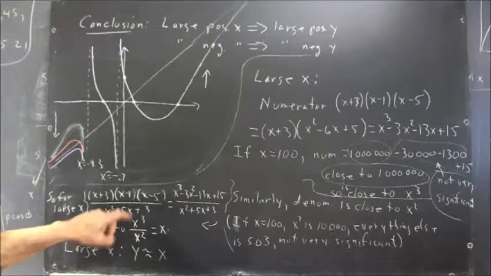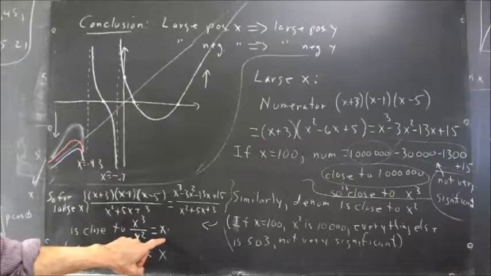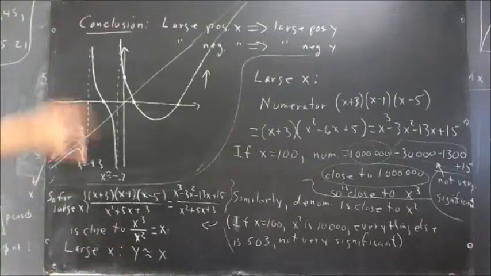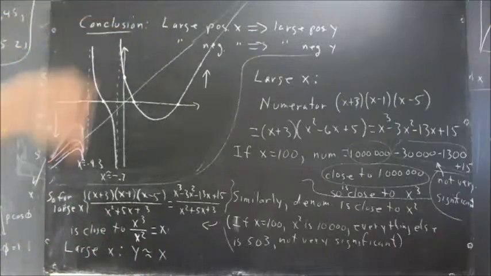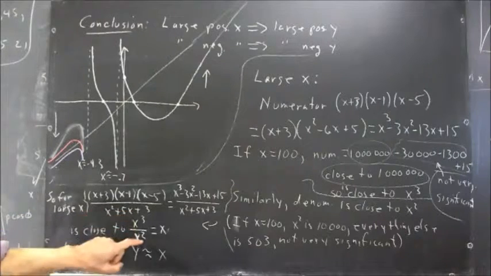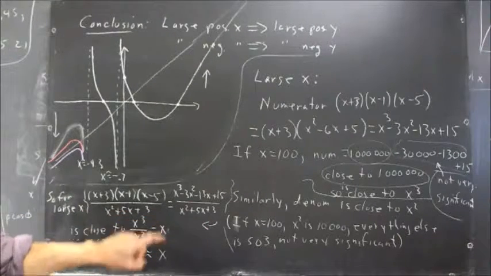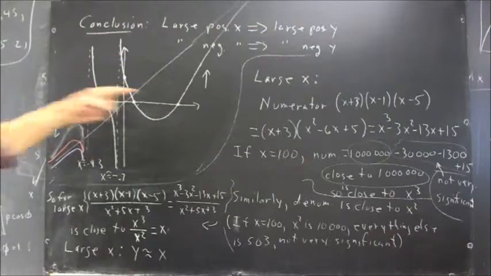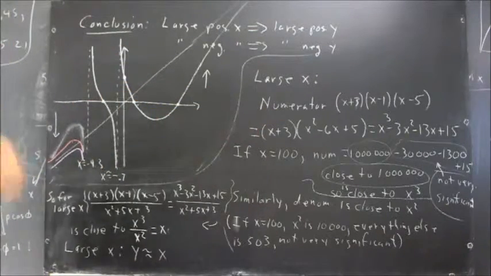If this was x to the fourth over x squared, you'd have x to the fourth here, x squared here. So the function would be asymptotic to a parabola. If you had x cubed over x to the fourth, you'd have 1 over x. So the graph would be asymptotic to the graph of 1 over x as you approach positive or negative infinity.